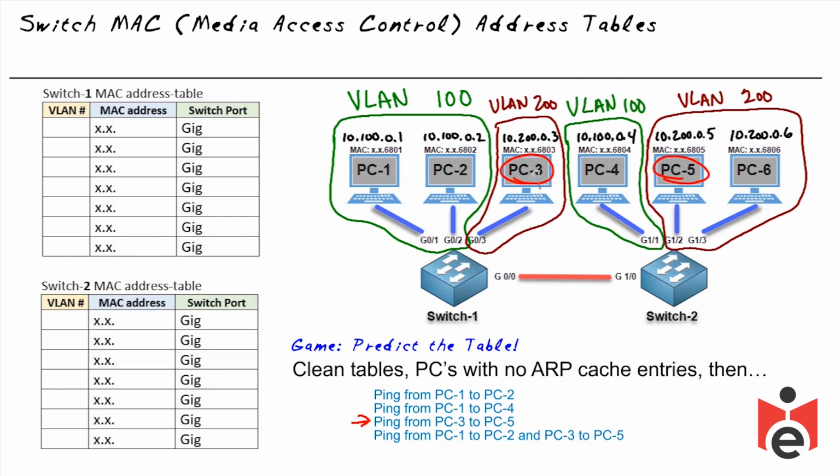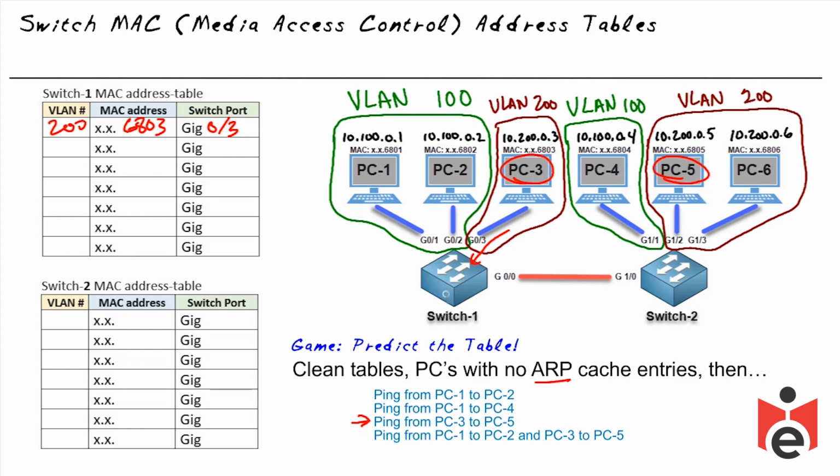So if PC3 does not have an entry in the ARP cache for the MAC address of PC5, it's going to send an ARP request as a broadcast. It's going to come in on port gig 0/3 right here on switch 1, and that's an access port in VLAN 200. And the source MAC address in that frame is going to be PC3's source MAC address ending in 6803, just like that.